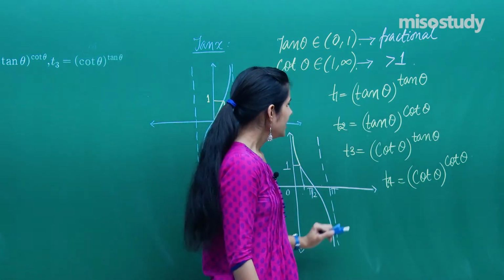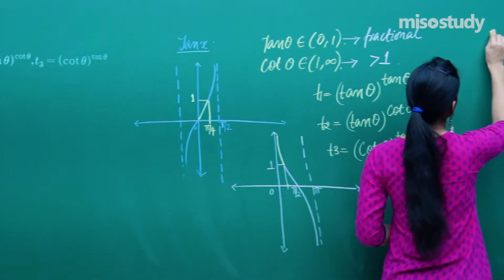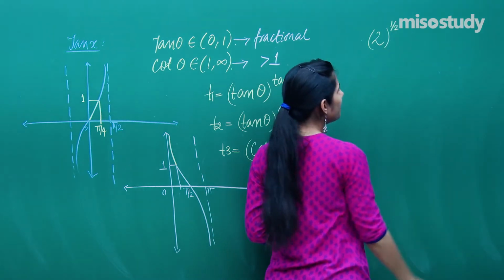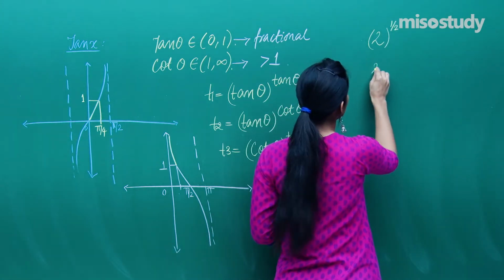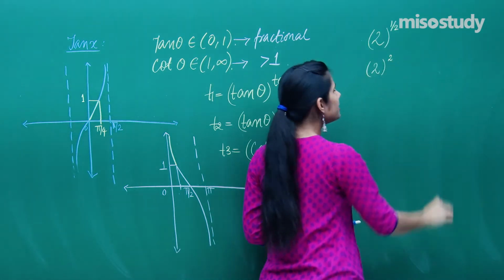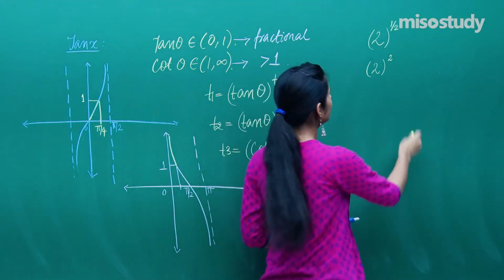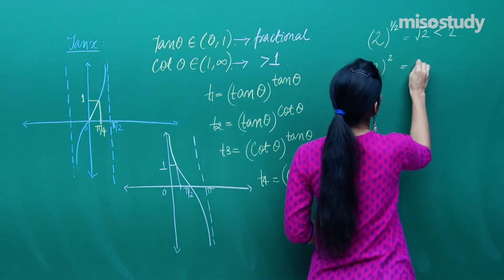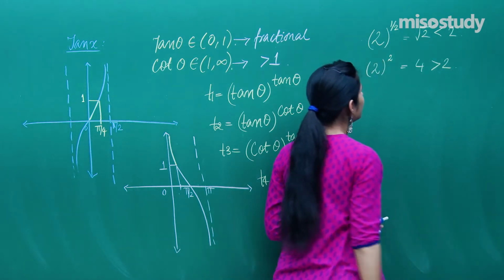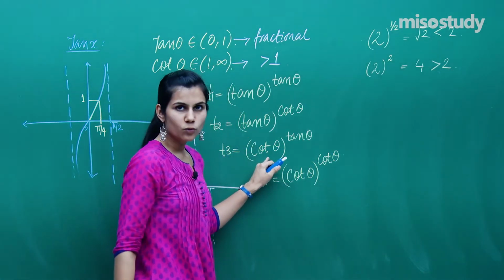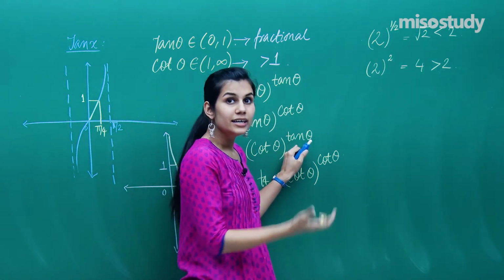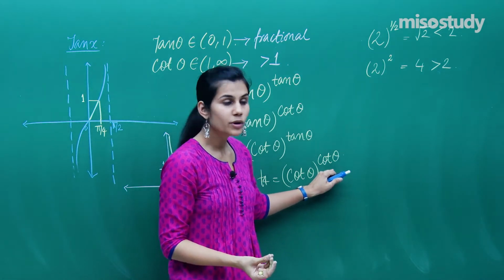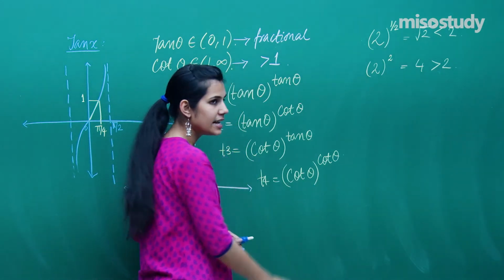Fine. See, if I take a number greater than 1 to the power fractional value and number greater than 1 to the power number greater than 1, say root 2 is less than 2 and this is 4 greater than 2. That means number greater than 1 to the power fractional is less than number greater than 1 to the power number greater than 1. This means T3 is less than T4.